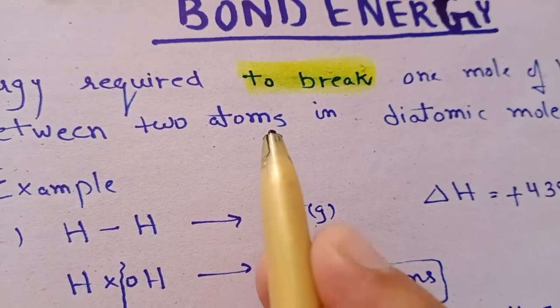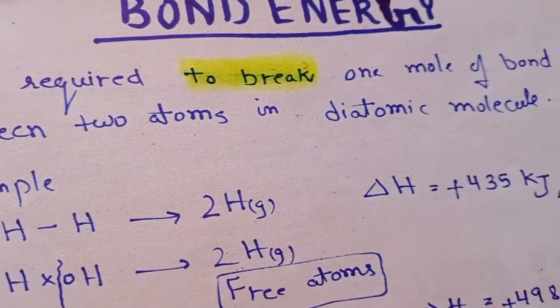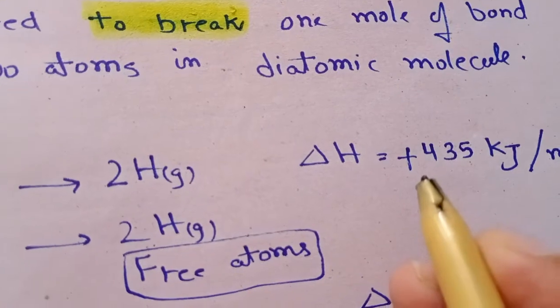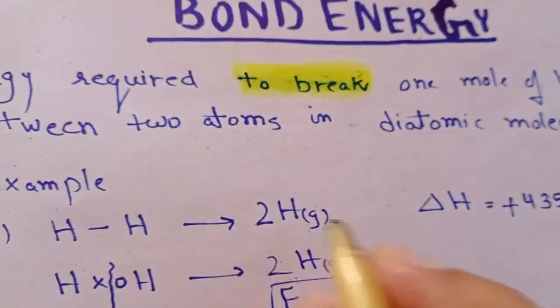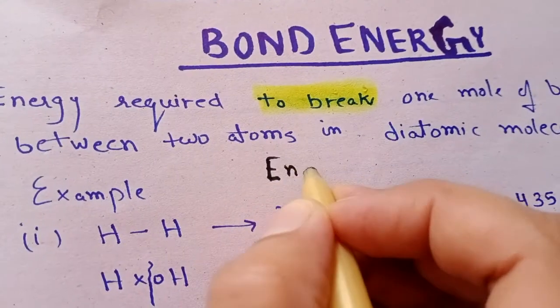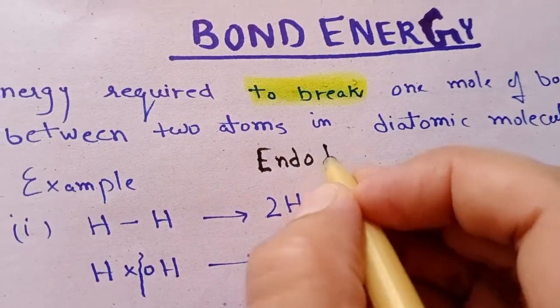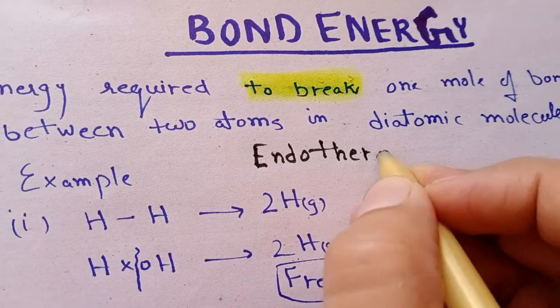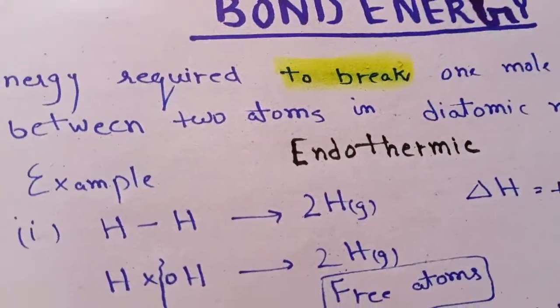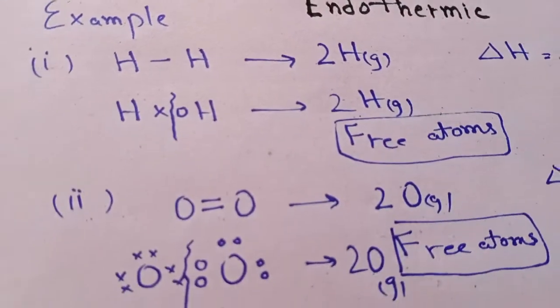This breakdown is a process which requires energy, as the positive sign indicates it is an endothermic process. Endothermic process means we have to provide energy, right? This is an endothermic process.